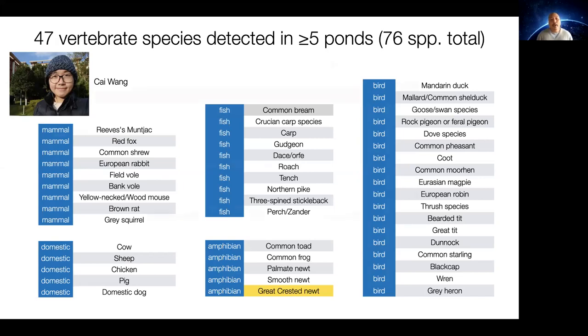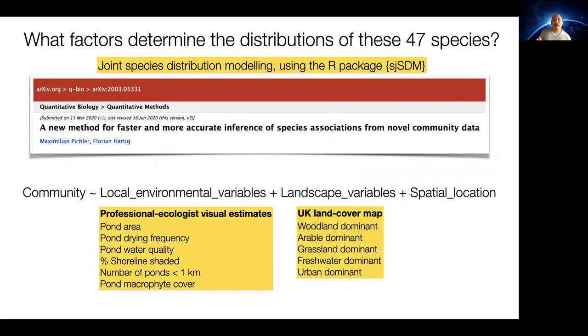And we use a package called sjSDM, which is a joint species distribution modeling package. This is in beta. And what we did was we asked of this mammal community in each pond, as detected by eDNA, is it explained by the pond variables? So these are professional ecologists, like pond area, mapping these things. Or can we use land cover around each pond? What's the dominant habitat around each pond, plus the spatial location? So it's a pretty straightforward model.